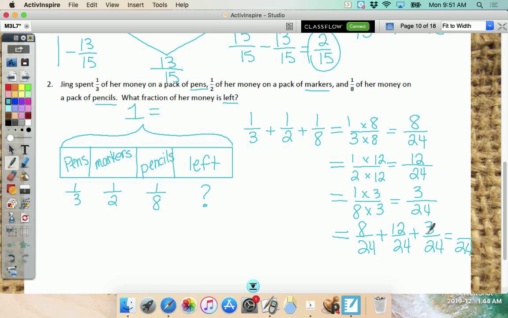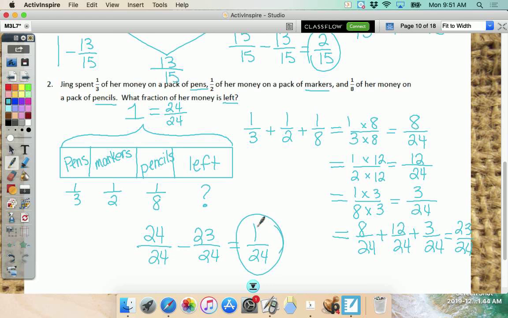So she does not have much money left. What would 1 whole be, boys and girls? 24. Good. 1/24 of her money left. So she has 1 whole minus 23/24, which we could do in our head, right? Equals 1/24 left. Not much. She spent too much of her money.